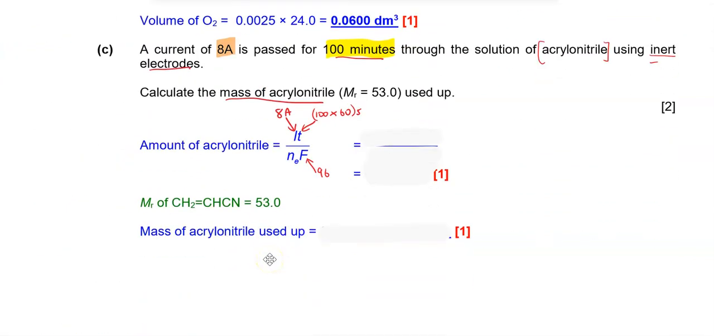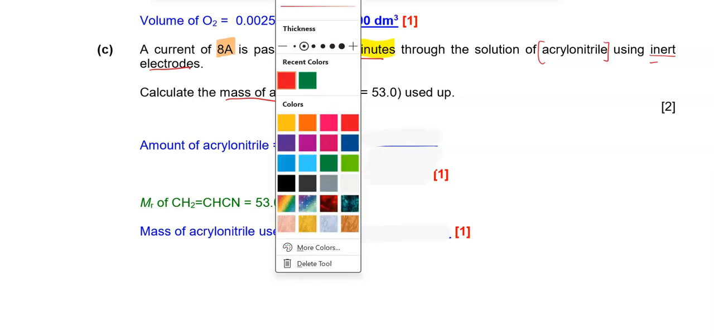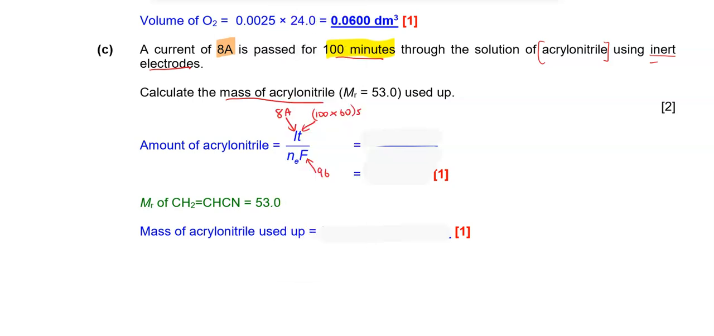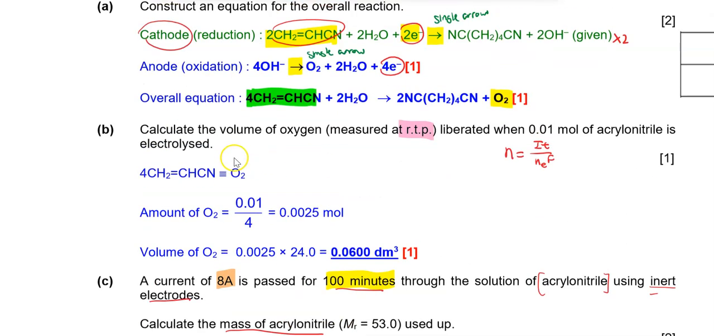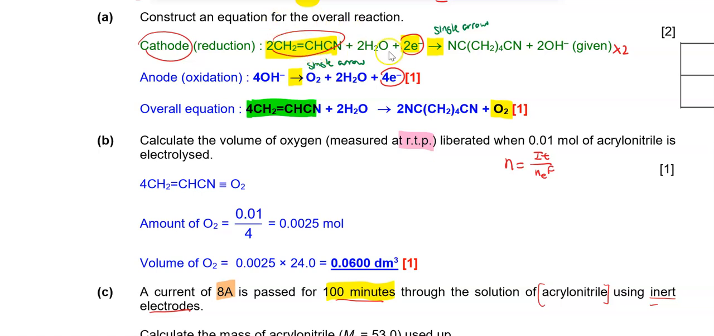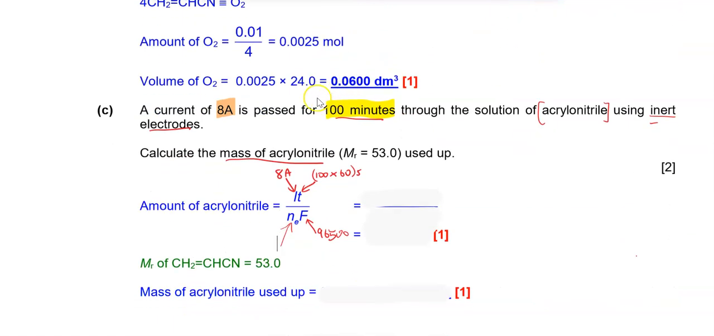500 coulombs per mole. And in this case, as I mentioned earlier on, the mole ratio of acrylonitrile to electron is 1:1. So n will be 1. Okay, substitute the values in.